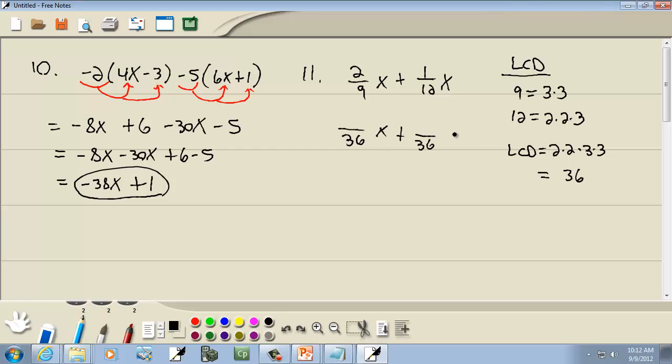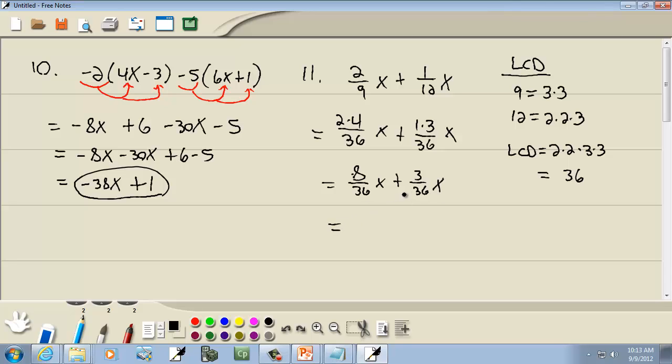Well, I want to rewrite each fraction with that new denominator. On my first fraction, I multiplied the bottom part by 4 to get my new denominator, so I have to multiply the top part by 4. On a second fraction, I multiplied the bottom part by 3, so I have to multiply the top part by 3. So that gives us 8 over 36x plus 3 over 36x.